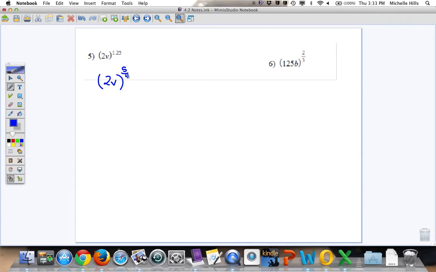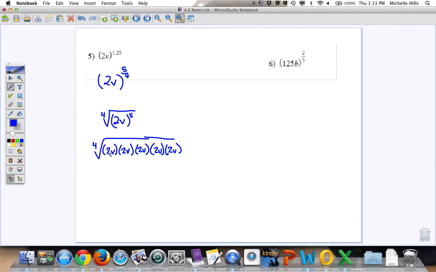So when I write this, the 4 is the root. I'm taking the 4th root of 2v, and then I'm raising that 2v to the 5th power. I can raise 2v to the 5th power, but hang on just a second. Think about what this really does. This is like the 4th root of 2v times another 2v times another 2v times another 2v and finally another 2v. So I have 4 of the same thing underneath here.